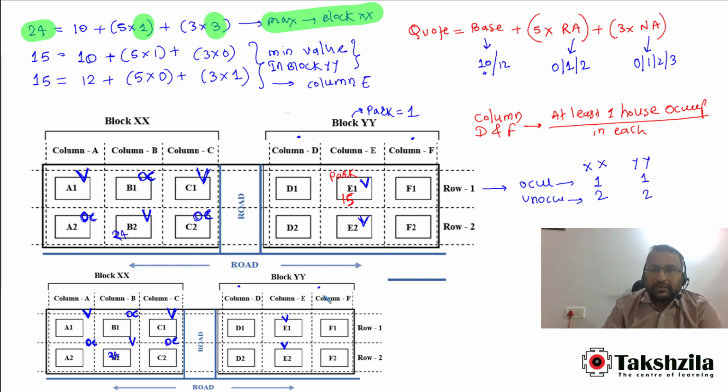In the second case, the value of E2 is 15. Over here we are assuming 15 is equal to 10 plus 5 into 1 plus 3 into 0. Over here the neighbor adjacency value is 0. It means D2 is vacant and F2 is also vacant. And it is given that in column D and column F, at least one house is occupied, so D1 becomes occupied and F1 becomes occupied. But it is given that in row 1 there are only two houses occupied, one in each of block XX and block YY. That is why this case is invalid.